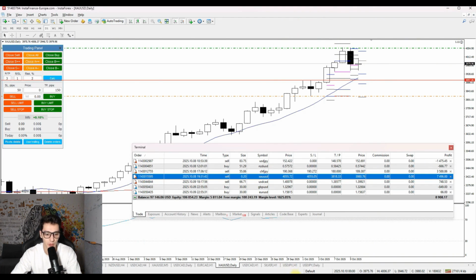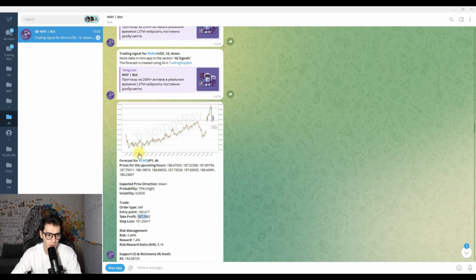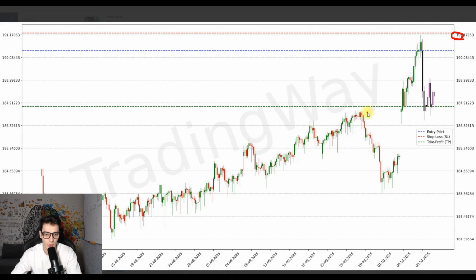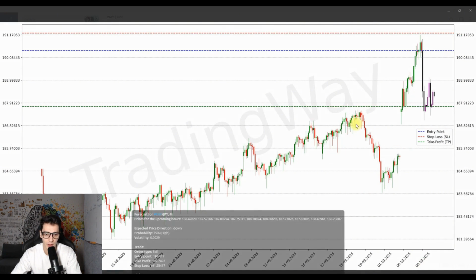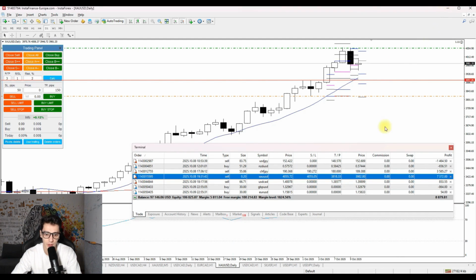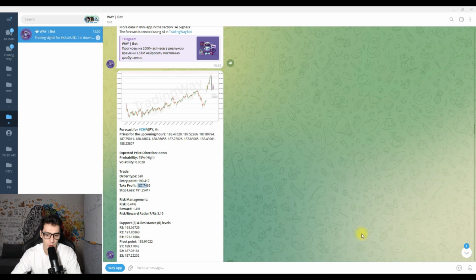Next, what happened was that I requested a forecast for the Swiss franc to Japanese yen because I saw that we had updated the 190 level and almost reached 191. We were at historical highs, plus there was this kind of gap in the price history. And I requested a forecast from the neural network manually, not as a signal. Specifically, I requested it because I saw the setup myself.